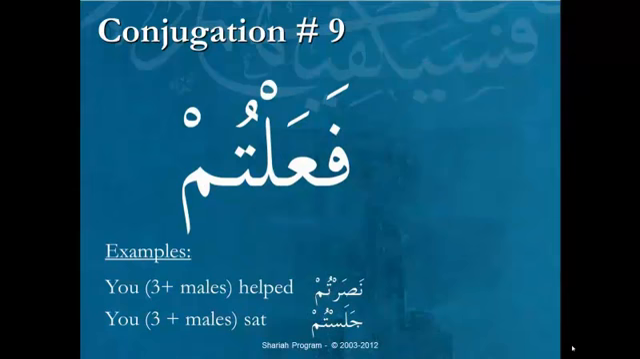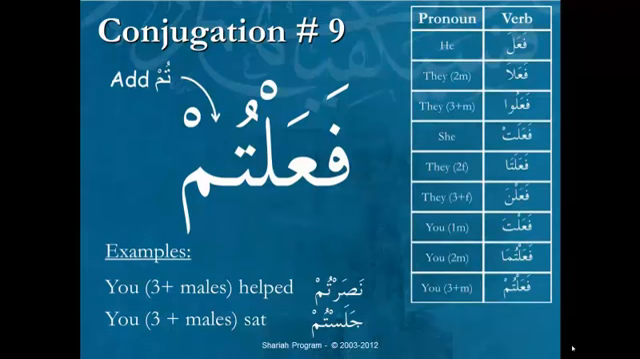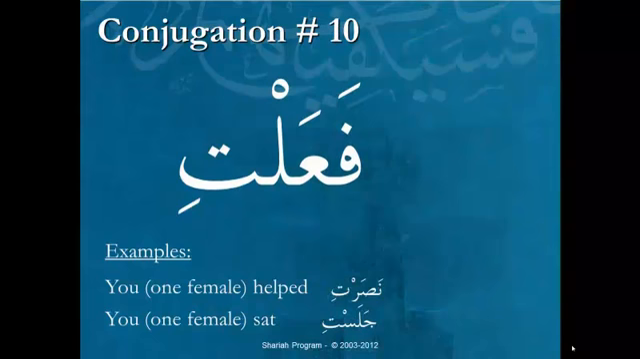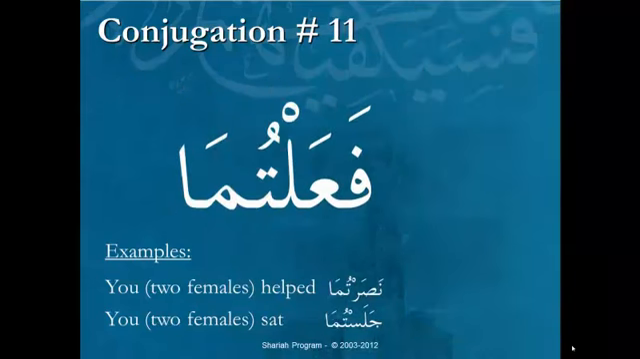And fa'altum is when you're speaking to a group of males. You, 3+ males, helped. Fa'alta, fa'altuma, fa'altum, and then the next 3 would be fa'alti, speaking to 1 female. And then speaking to 2 females is tuma. And notice this one's recycled because the 2 males one and the 2 females one, no difference.